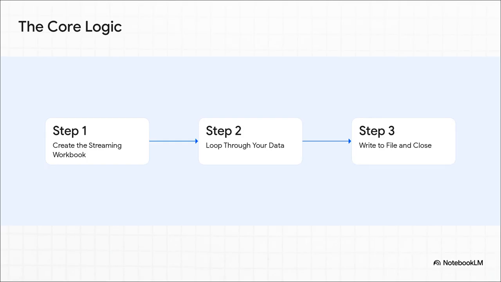You know, the best part is that the actual logic here is incredibly straightforward. We can really boil it down to just 3 main steps. You create the workbook, you loop through your data, writing it out row by row, and then you write the file and clean up. That's pretty much it.